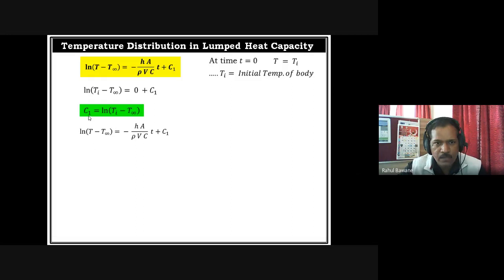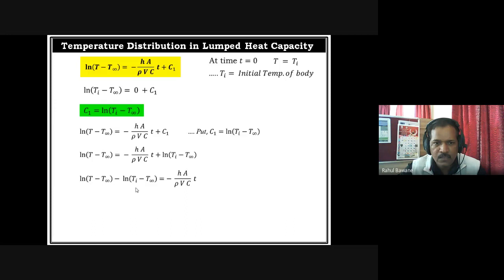Now putting this value C1 into our main equation, the value of C1 is ln of Ti minus T infinity. So our equation becomes like this, C1 is replaced by ln of Ti minus T infinity. Now we will rearrange, taking the temperature terms on one side. So it will become ln of T minus T infinity, minus, when I shift this, minus ln of Ti minus T infinity is equal to minus hA over rho Vc times time.